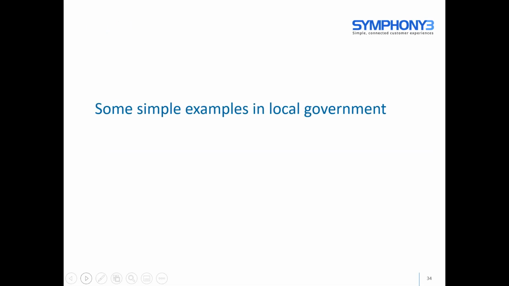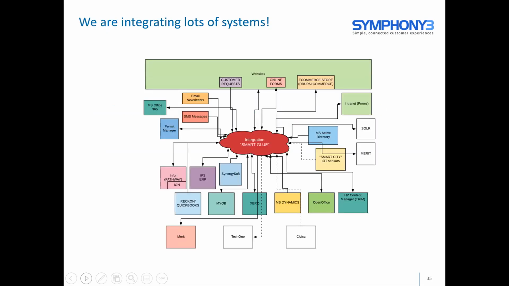So let's jump in for the last 10 minutes and talk about some simple examples. I'm not going to delve into too much detail. But what we're observing, even last year working with our councils, is that we probably integrated 20-odd systems. These are some of the systems we've integrated with. Often we'll want to do something customer facing via a website or an app, via online forms or a payment of some sort. We'll want to send that into the smart glue and then make sure it gets sent out to Microsoft Dynamics or Open Office. If it's a document, it gets sent to Trim. If there's GIS information, it gets sent into the GIS, etc.